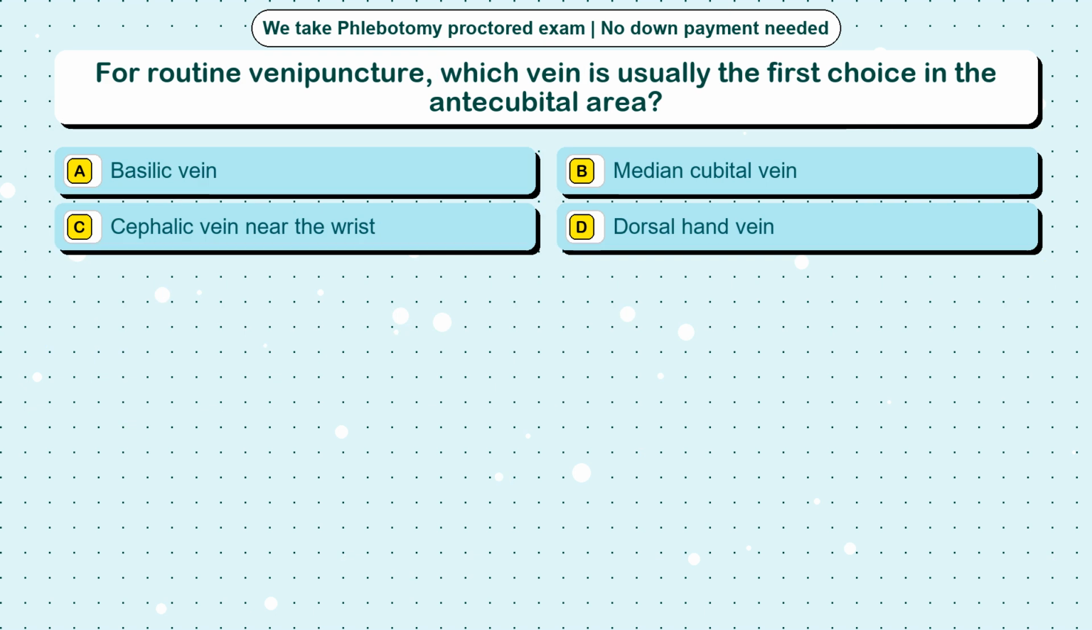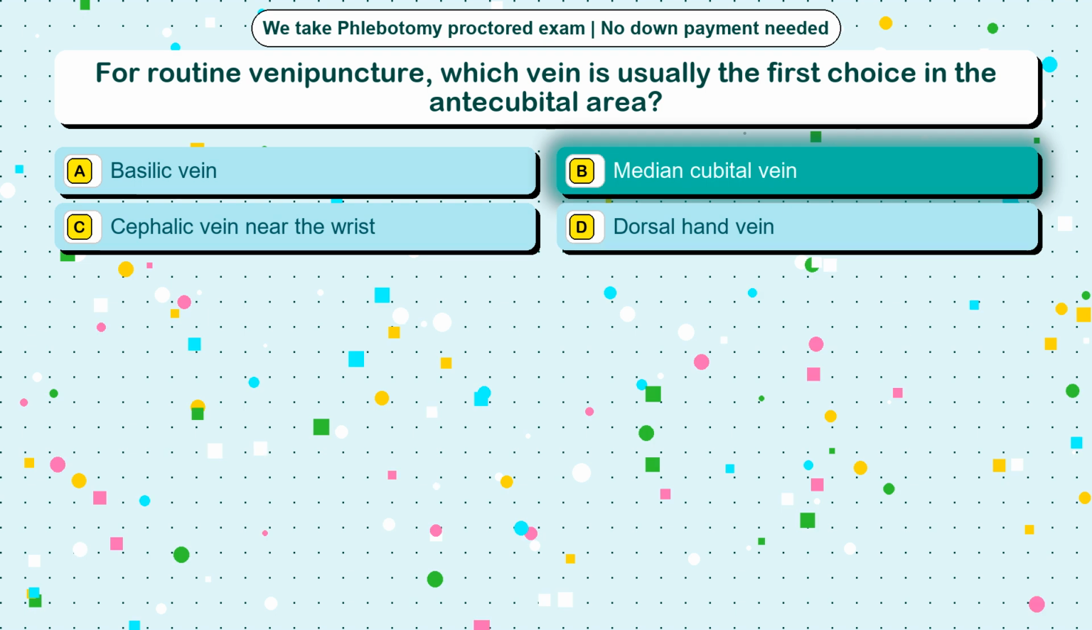Question 89. For routine venipuncture, which vein is usually the first choice in the antecubital area? Option A. Basilic vein. Option B. Median cubital vein. Option C. Cephalic vein near the wrist. Option D. Dorsal hand vein. The correct answer is option B.